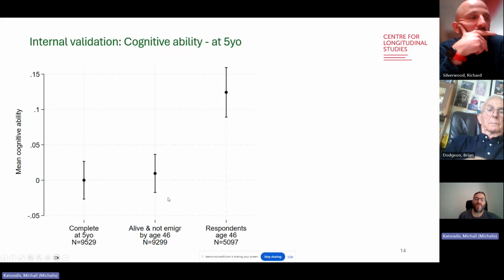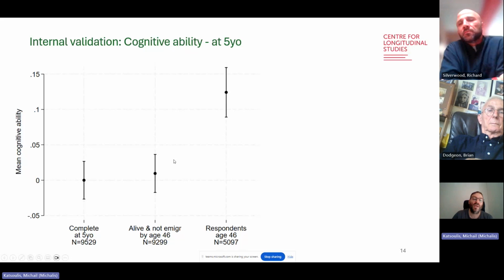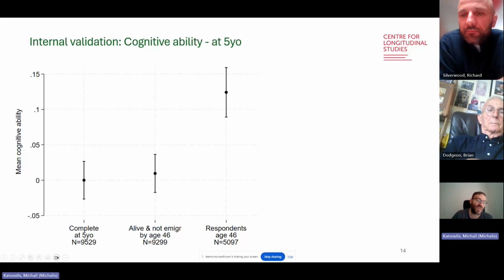However, when we analyzed respondents at age 46, in which we missed almost half of the sample size of sweep 2, we saw now that the mean cognitive ability is completely different. And again, this result would not be representative of our study.